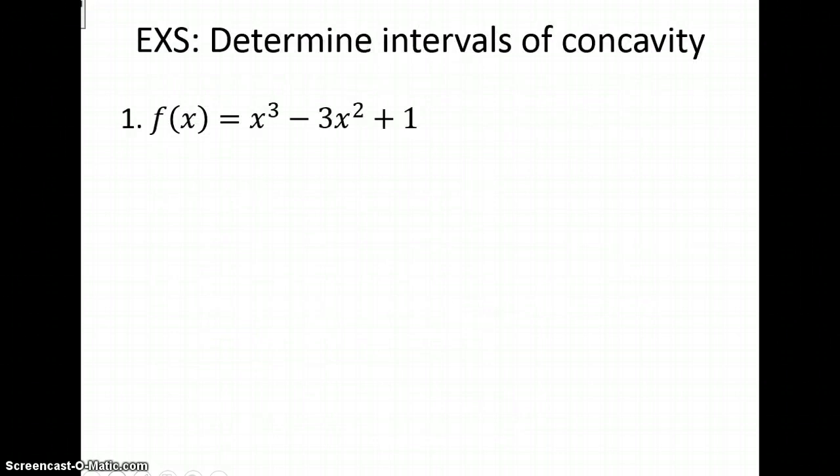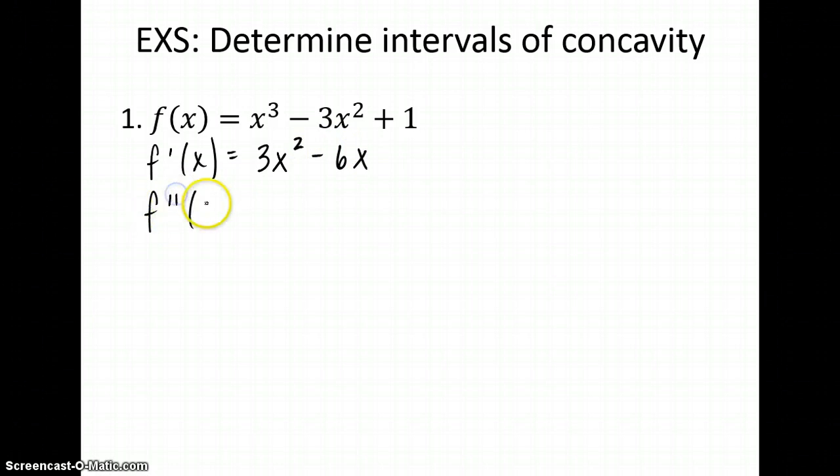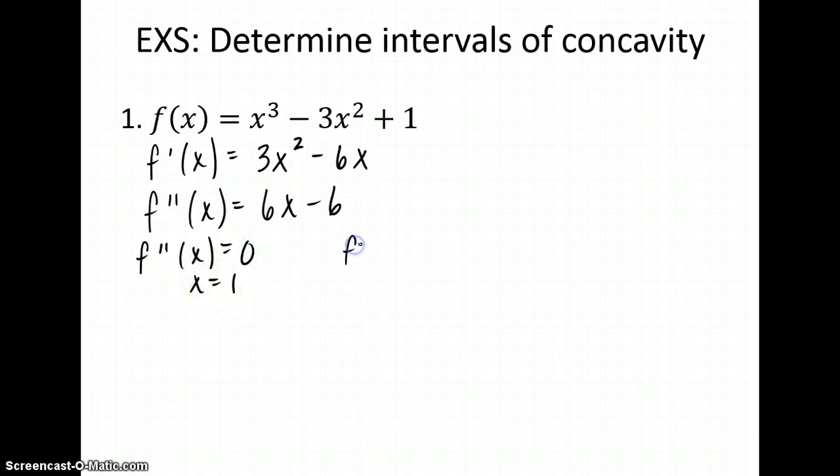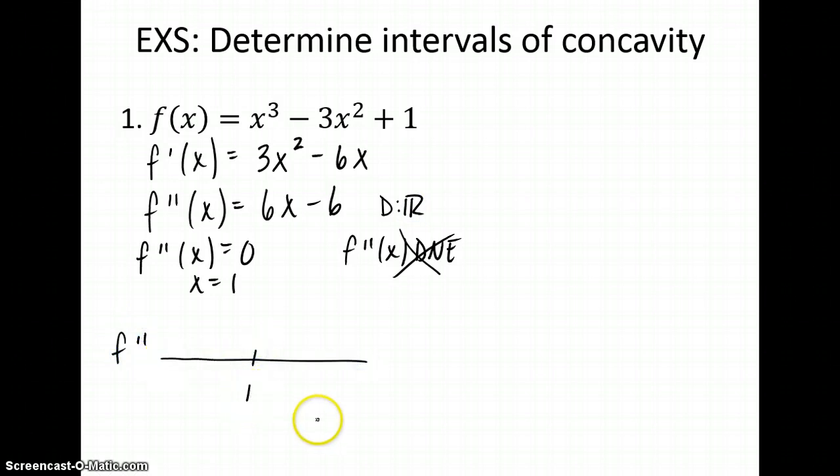Okay, so determine the open intervals of concavity. We can't have a second derivative without the first, just simple power rule, 3x squared minus 6x. We don't care for the first derivative right now, so we'll go right to the second. More power rule, 6x minus 6. Second derivative equal to 0, that occurs at x equals 1. Second derivative always exists. It's a polynomial, we know the domain is all real numbers. So on our number line, one critical value of 1.